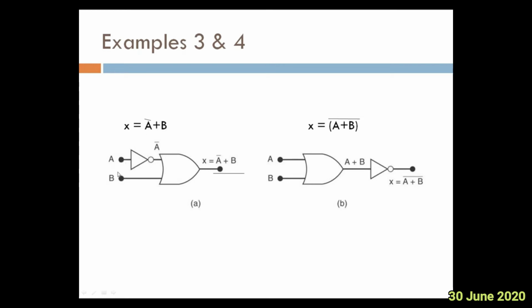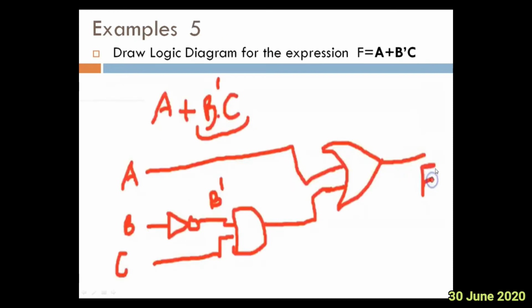Very simple. If A and B are your inputs, I want to add B with the complemented form of A, A bar. See here, I have used a NOT gate here. A bar, this is B, A bar plus B. Next, A plus B whole bar. A plus B is a simple OR gate, A plus B, the entire thing is to be complemented, that is A plus B whole bar.